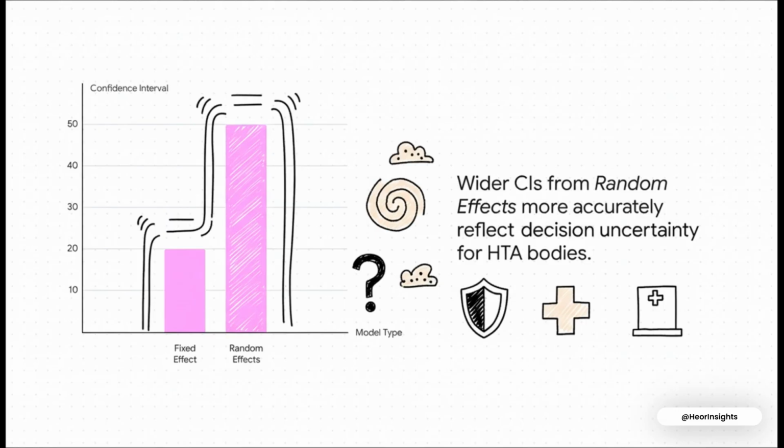And this is crucial. The random effects model almost always produces wider confidence intervals. Now, for something like a probabilistic sensitivity analysis, or PSA, this is exactly what you want. That wider interval leads to a more conservative and frankly more realistic picture of the decision uncertainty, which is a key thing HTA bodies are looking for.